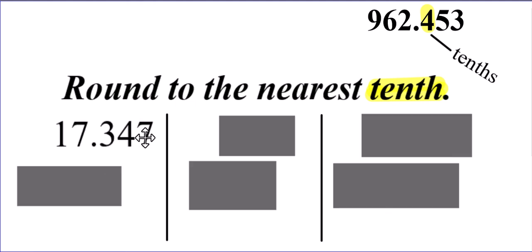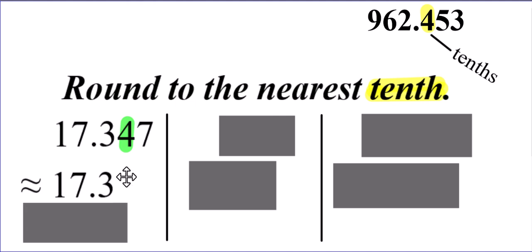Does it matter if I have extra digits to the right? No, it does not. I'm still going to look at the digit to the immediate right of the place value that I'm rounding to, which is the tenths. Since that digit to the right is only a 4, that's going to stay 17.3. Do not make the mistake of thinking the 7 rounds up the 4 to a 5 and the 5 rounds up the 3. No, no, no, no, no. We do not double round. We just look to the digit to the immediate right of whatever place value we're rounding to.